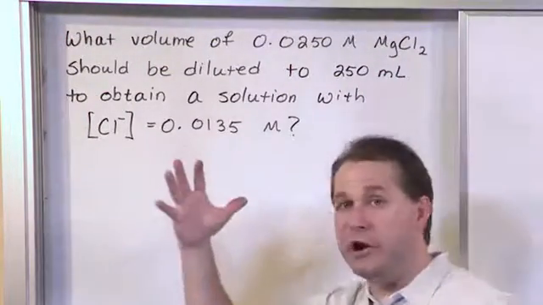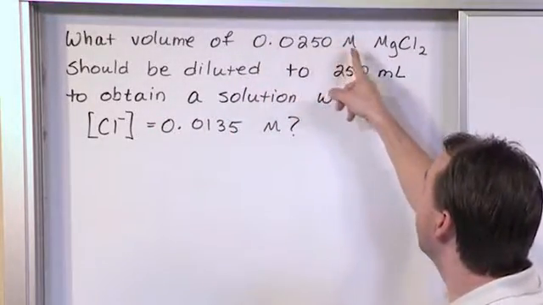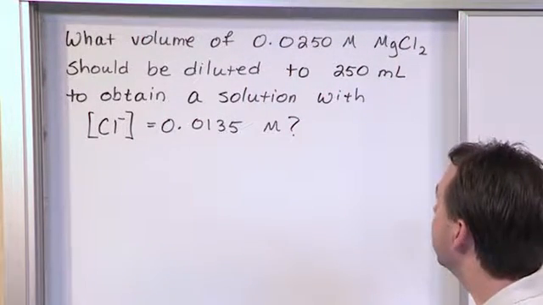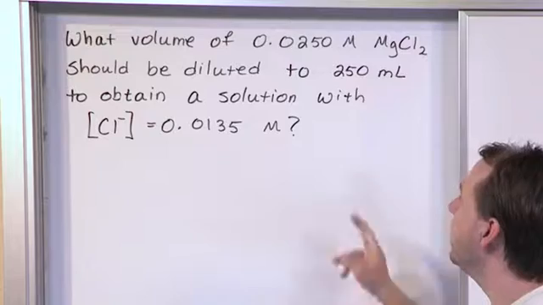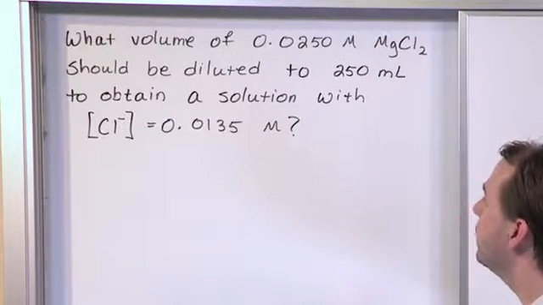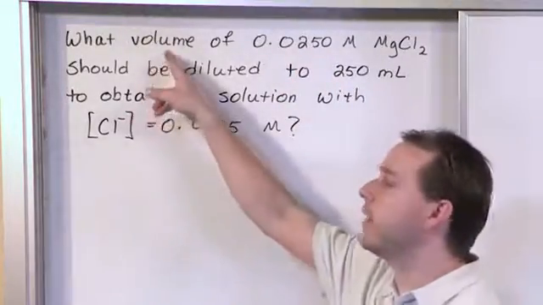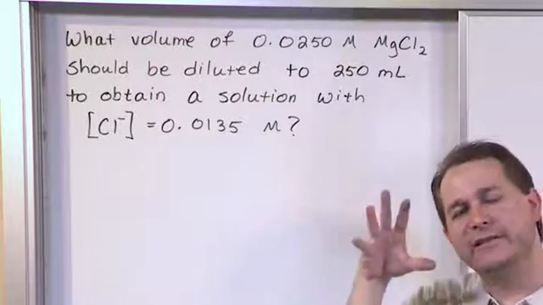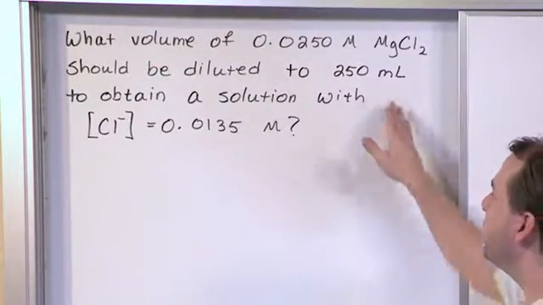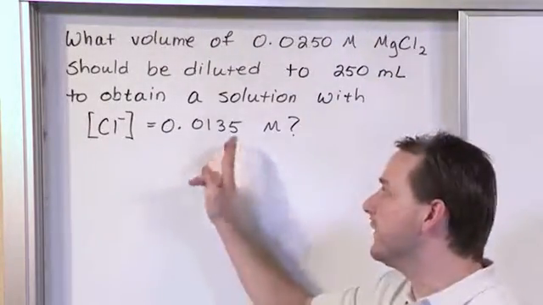You have a big giant jug of this stuff. When you see a molar here, it means 0.025 moles per liter of magnesium chloride solution, okay? And then what you're doing is you need to dilute this guy to 250 milliliters. So you grab this flask, you need to start with some volume that you're trying to decide on, and you need to take that and dilute it to 250 milliliters so that after you get to this point, if you measure the chlorine concentration in there, you're going to get this.